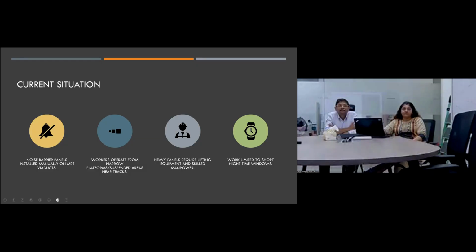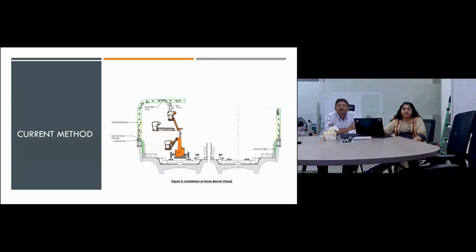So this slide will give you an idea of what happens. This is the way it's currently being done. We have a boom lift. A boom lift brings up panels from the bottom on the platforms and then brings them up on top. And two guys on the boom lift manually push the panels all the way from one end of the cantilever all the way to the bottom, which is what we are doing.